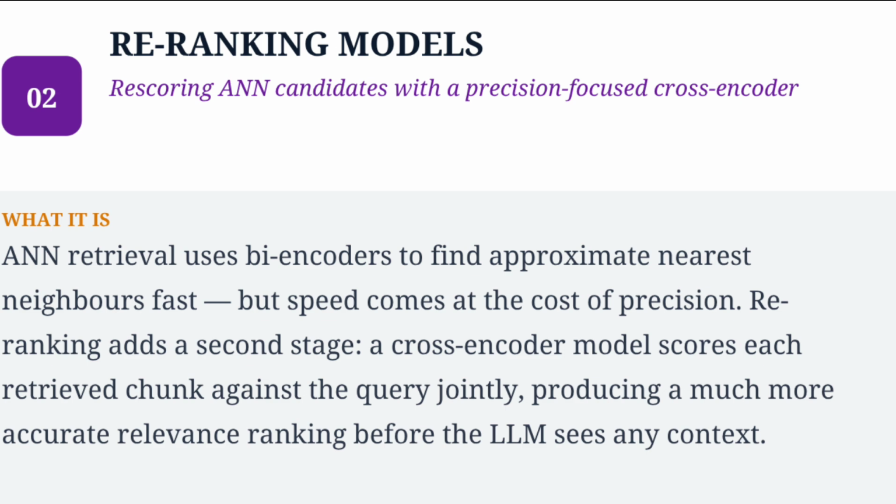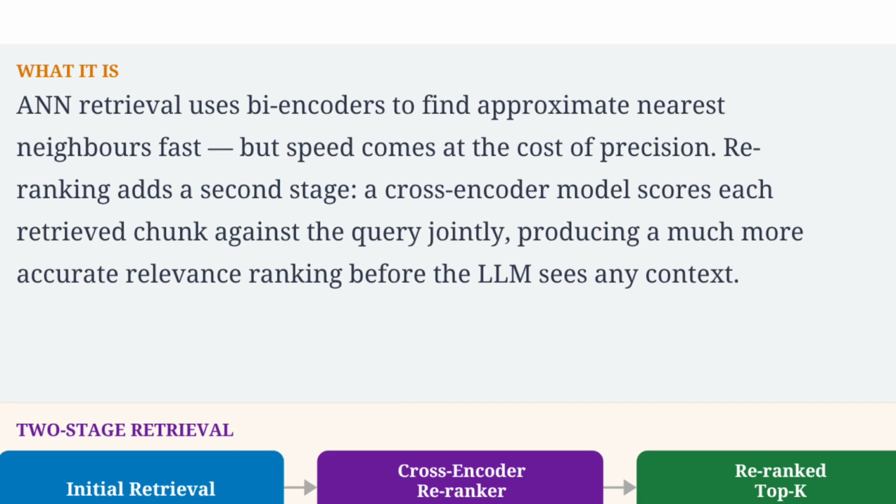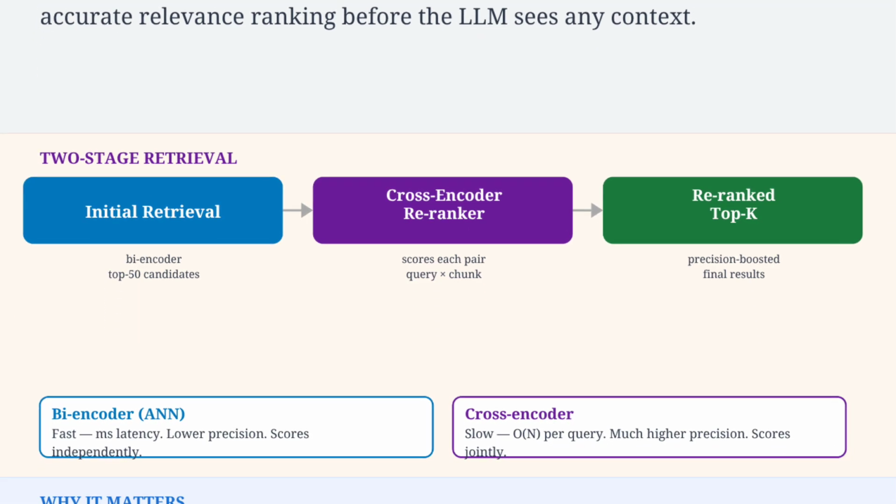Re-ranking fixes this problem. You take those 50 candidates and you pass each one, along with the original question, through a cross-encoder model. Unlike the bi-encoder used for ANN search, which scores the question and chunk independently, the cross-encoder reads them together. It understands the relationship between them. It gives a much more accurate relevance score. Then you re-rank and keep only the top 5. Those 5 go to the LLM.